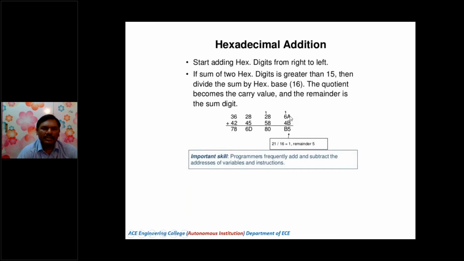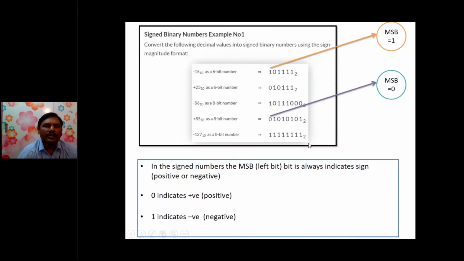The next example is 6A and 4B. A plus B is the equivalent of 21. So divide this 21 by 16, and here the coefficient is 1 and the remainder is 5. Write the remainder here, and add the coefficient to the next level. So the next value is 6 plus 1 is 7, and plus 4 equals 11. So it is the equivalent of B. Like that we have to add the values.